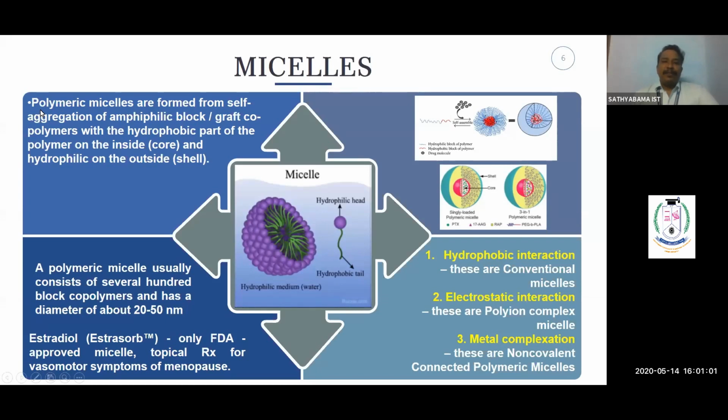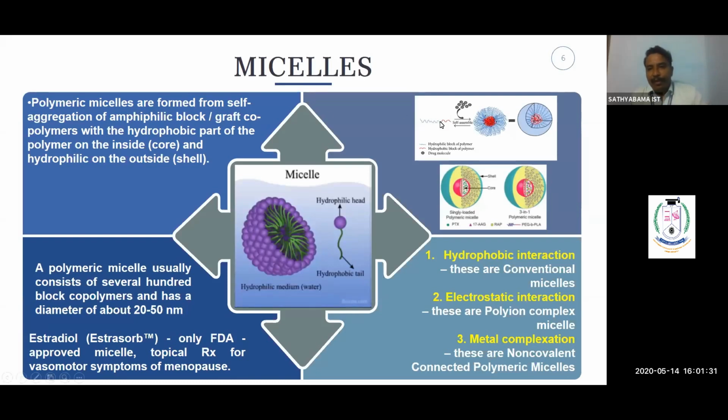These kinds of micelles, which we call polymeric micelles, are formed from the self-aggregation of amphiphilic block or graft copolymers with a hydrophobic part and a hydrophilic part inside. So this is what happens. And when we are talking about nanotechnology, we always understand that there is one basic process which we normally call self-assembly.